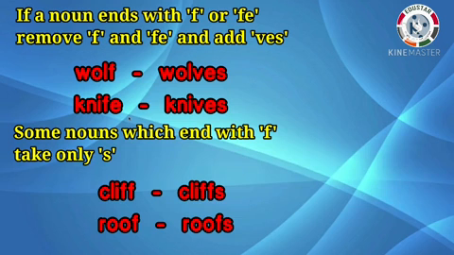Nouns ending in f or fe become plural by replacing f or fe with ves. For example, wolf, wolves, knife, knives. Some nouns that end with f take only s to form plurals. For example, cliff, cliffs, roof, roofs.